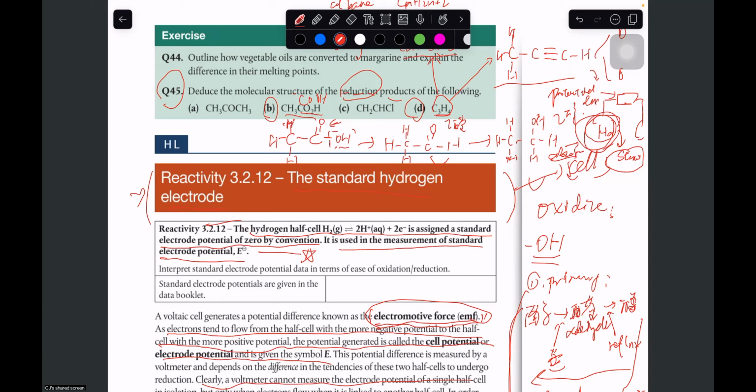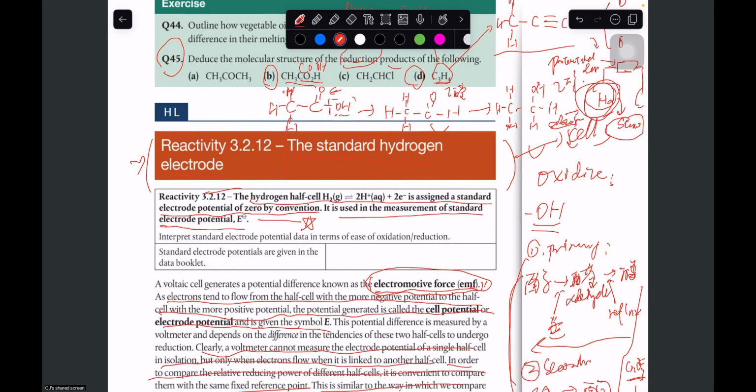So how to set the standard potential? We use this one, the standard hydrogen electrode. So we can see it's just SHE, right? SHE. Do you know SHE?